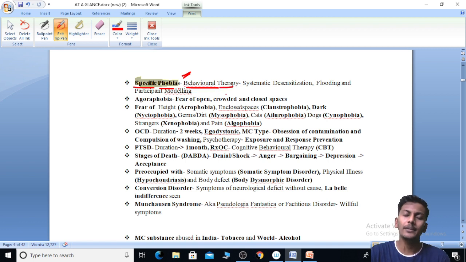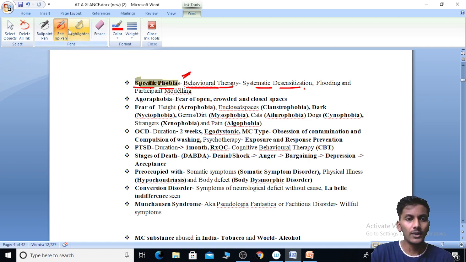Specific phobias ke liye first line treatment kya hoga? Behavioral therapy. And this is systematic desensitization. What happens in systematic desensitization? It is a stepwise exposure with relaxation techniques. For example, if some person is afraid of dogs, at first we'll show him a picture of a dog. Next time, we'll show a dog from 2 kilometers away. Then next time we'll take him much closer, and then next time we can ask the patient to go and touch the dog. So this is a stepwise approach along with relaxation techniques, to desensitize the patient of his fear.